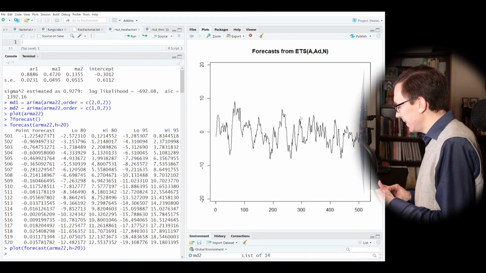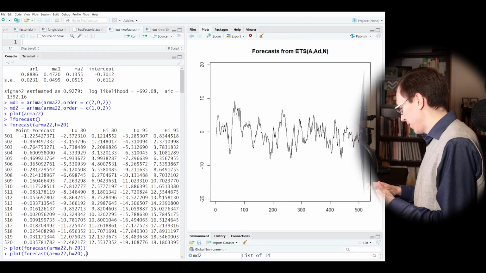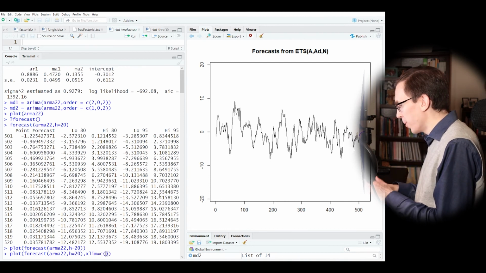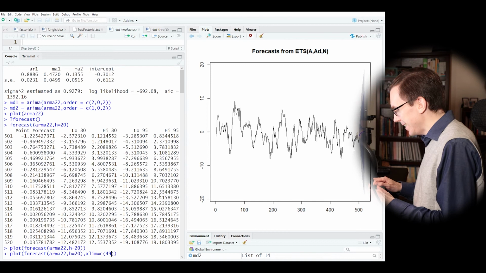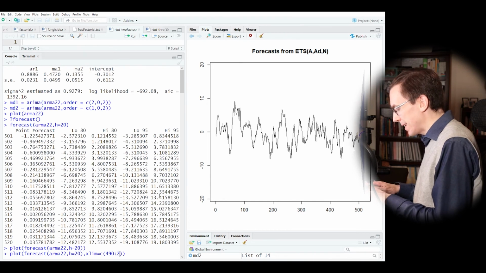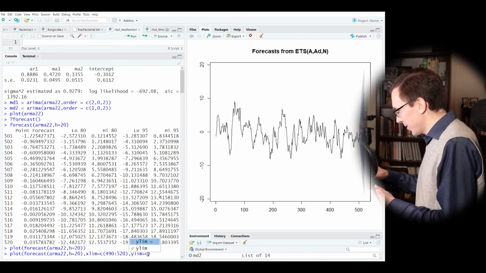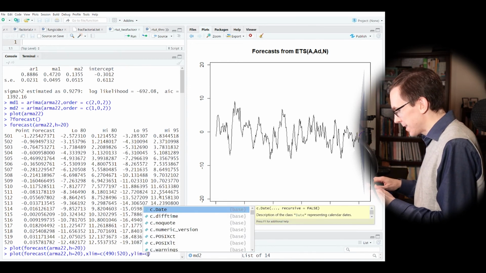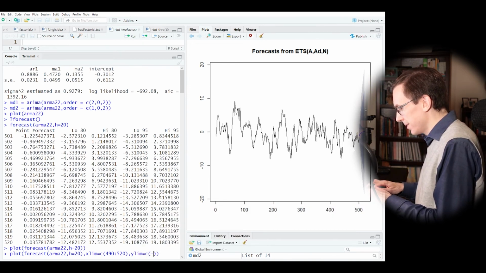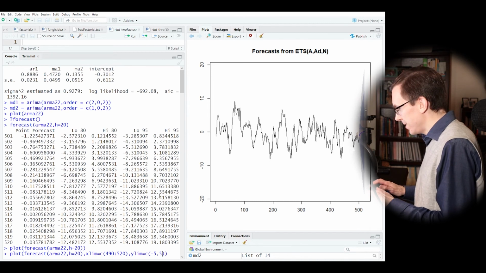So let's try to zoom in here. Let's see, we need xlim from about, say, 490 to 520. And the ylim, it looks like it's going to be between, let's say, plus and minus 5. So let's try and zero in on that.